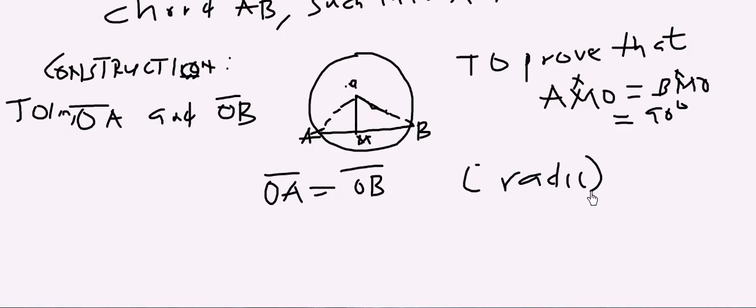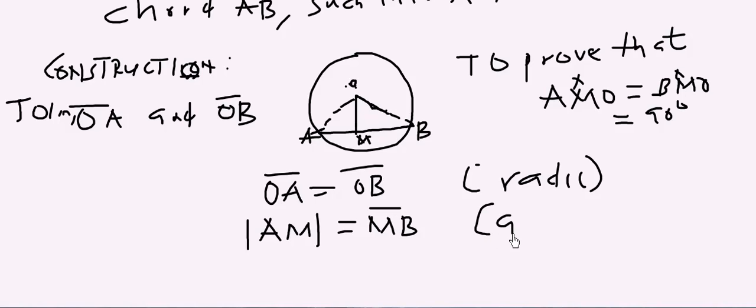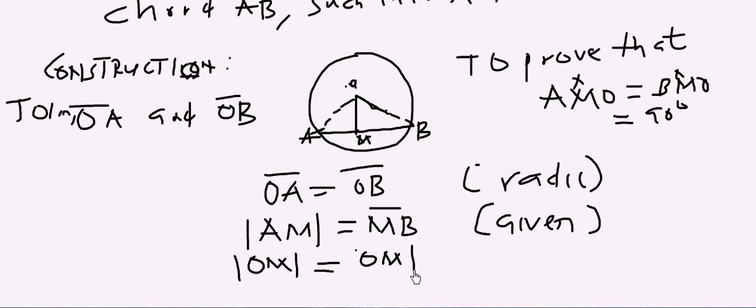We also see that AM is equal to MB. What's the reason for that? It was given. We are told that we're drawing the line such that a straight line from the center of the circle touches the chord, so that AM is equal to MB. Having done that, we also see that OM is equal to OM on both sides, of triangle AMO and triangle BMO, whichever way you look at it. We are trying to prove that angle AMO is equal to angle BMO, so that's our major objective.